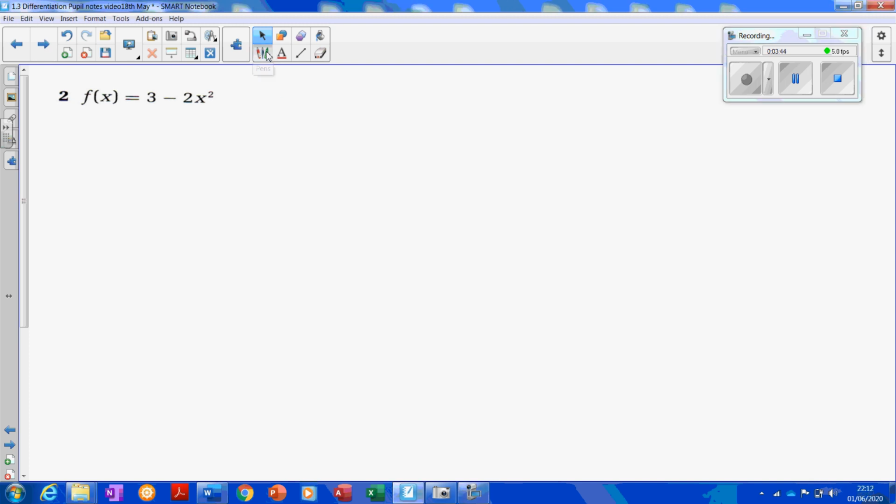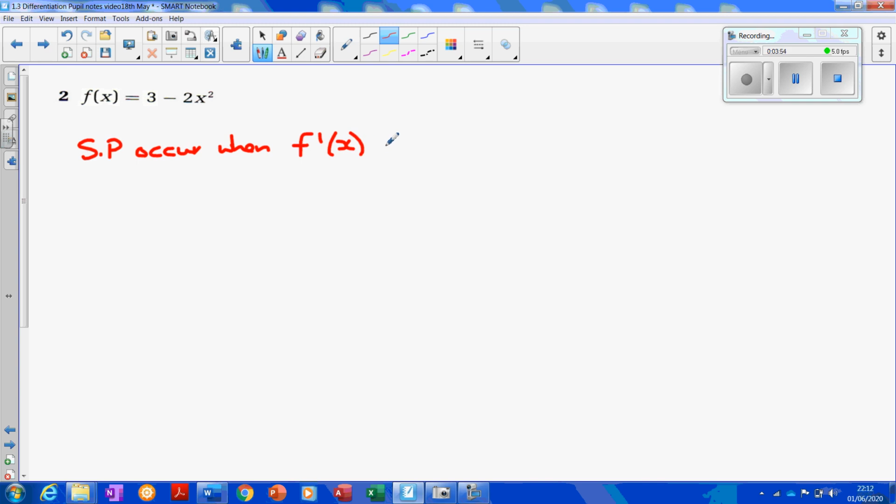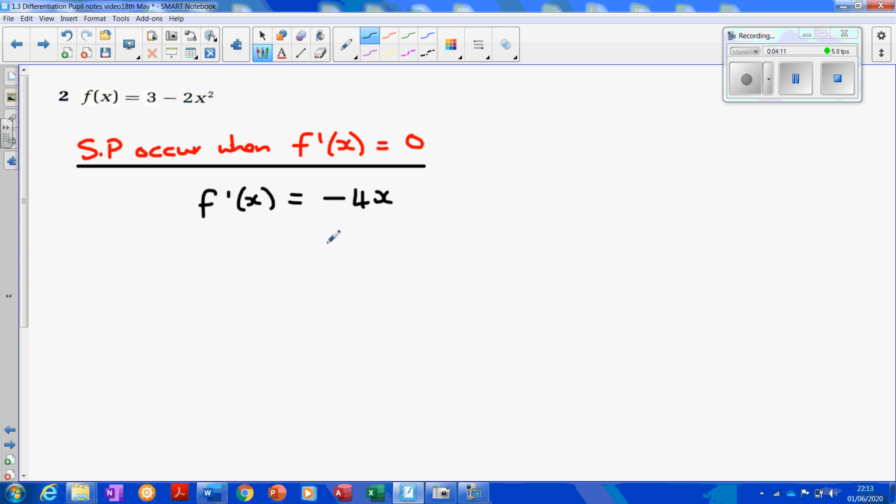Okay, question 2. Stationary points occur when, and I'll just keep it as f'(x), when f'(x) is equal to 0. Underlined. Work out f'(x). f'(x) is equal to, derivative of 3 is 0, multiply by the power, take 1 away from the power, is minus 4x. So stationary points occur when minus 4x equals 0, and if minus 4x is equal to 0, divide by minus 4, x is also equal to 0.